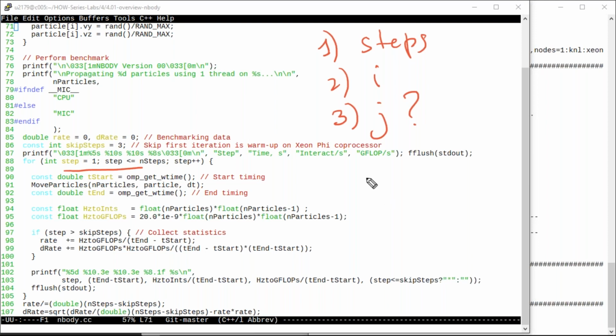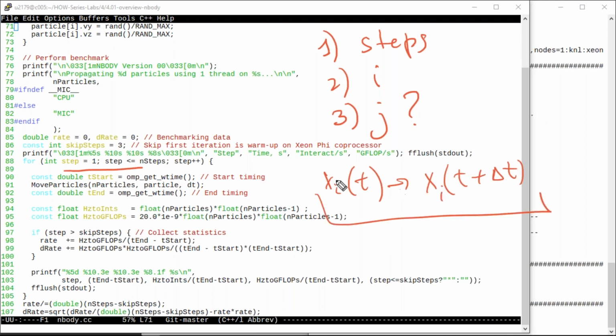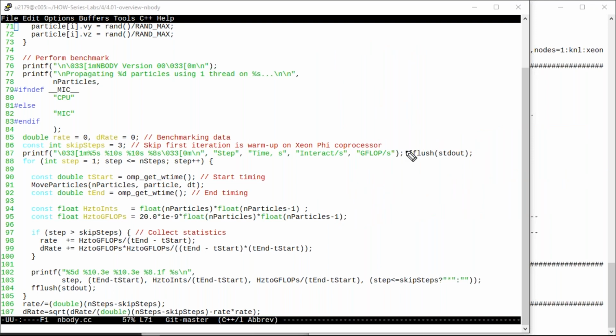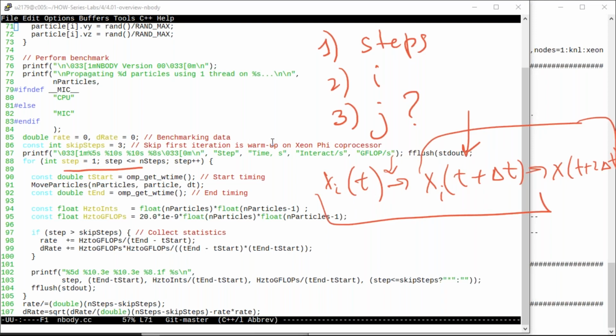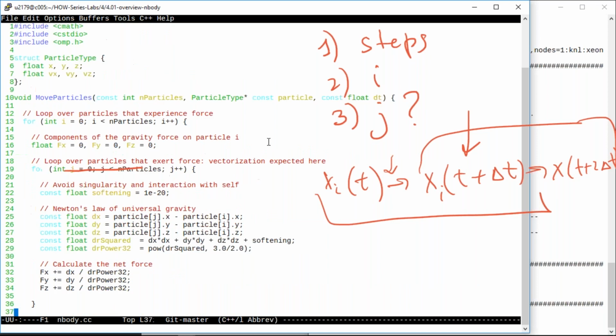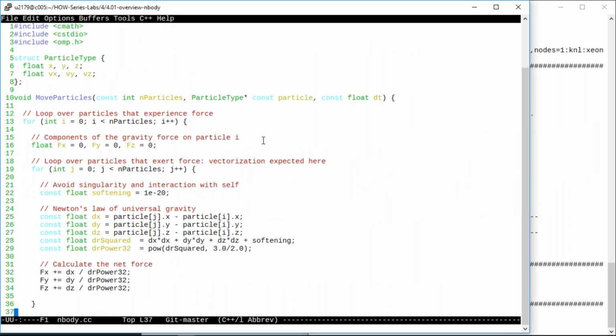Obviously, we want to expose as much parallelism as possible, so we want to go as far out as possible. Can we parallelize the loop over steps? Well, I don't think so, because the idea of steps is to take particle coordinates at time t and evolve them to particle coordinates at time t plus delta t. This is one step. The next step is going to take these coordinates and evolve them to x of t plus 2 delta t. And in order to do that, I already have to know the answer of the previous step. So I cannot run these steps in parallel. What can I do? How do I choose between I and J? Let's try both, see what works best, and then try to explain it.